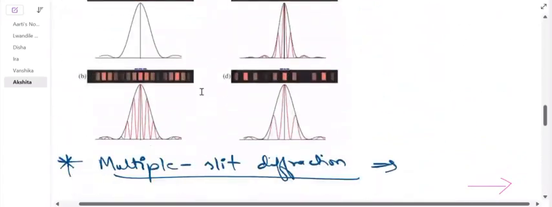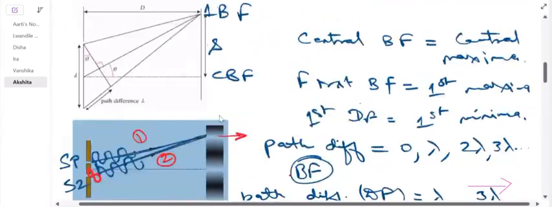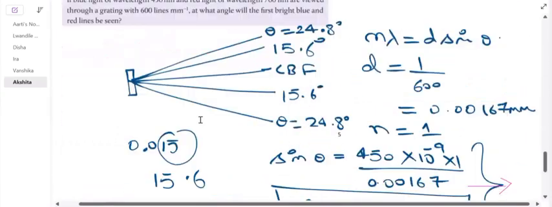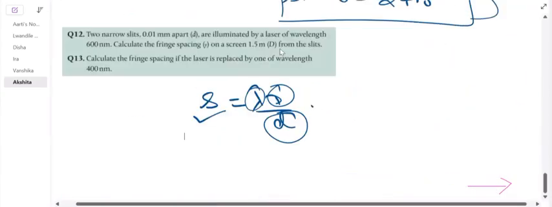Where is Y given? Here the fringe spacing is S. So you have to calculate S. Done? Yes, ma'am. So S you have to calculate. Yeah, go ahead. What were you asking after that? No, I was only asking that. Okay.